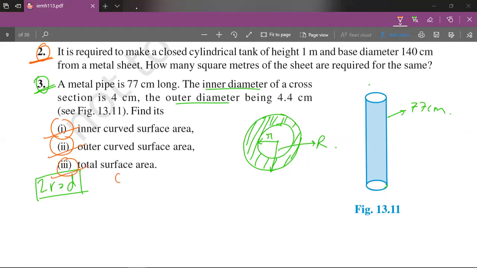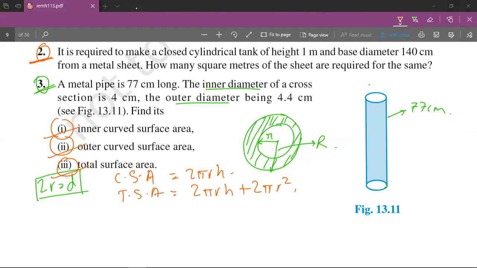The CSA of a cylinder is equal to 2 pi rh, and the total surface area TSA is equal to 2 pi rh plus 2 pi r square. I previously told you how it is 2 pi r square. So keep that in mind, and then we'll try to solve this question.